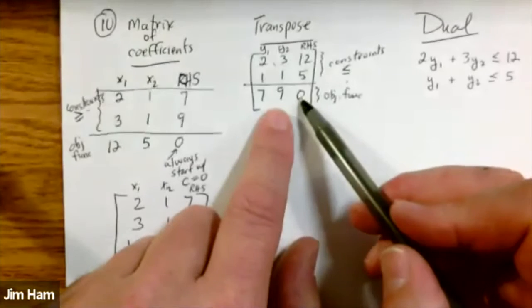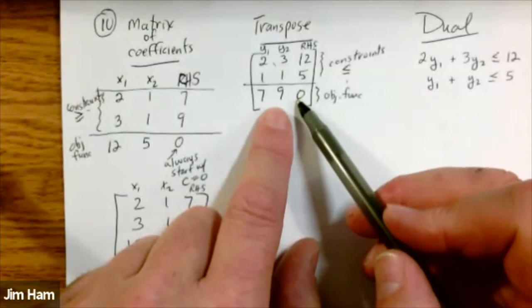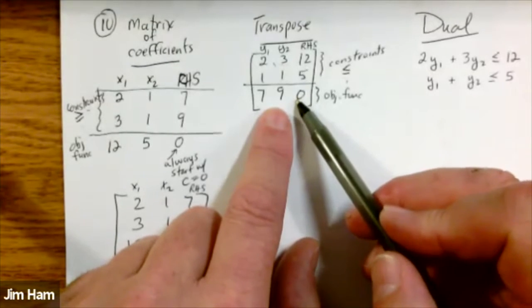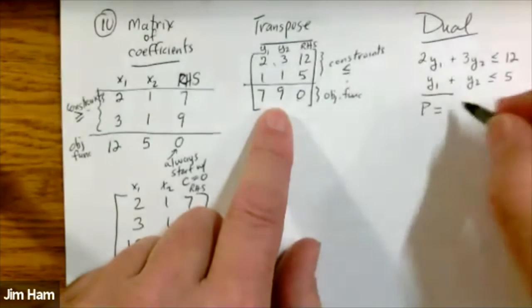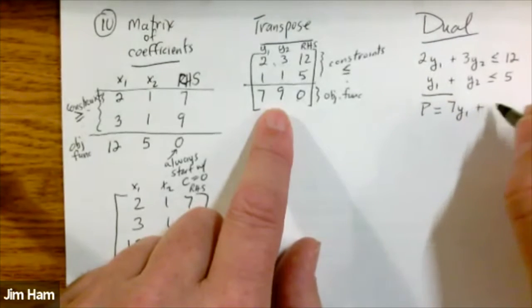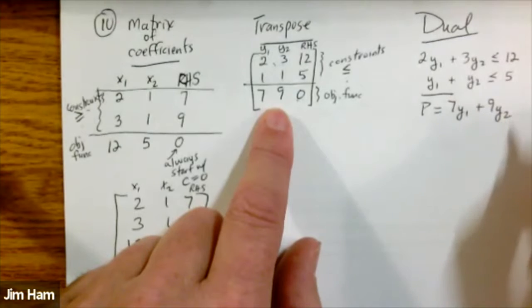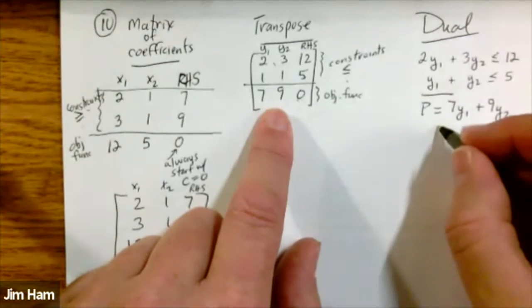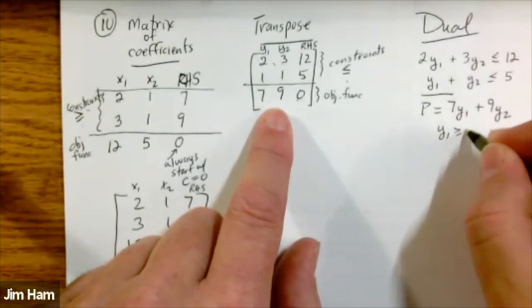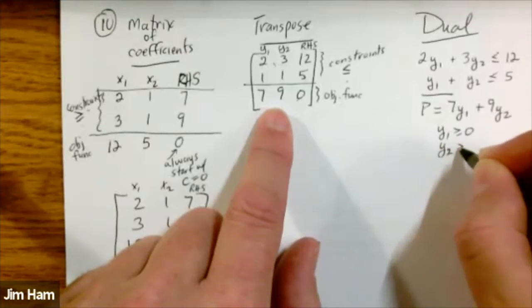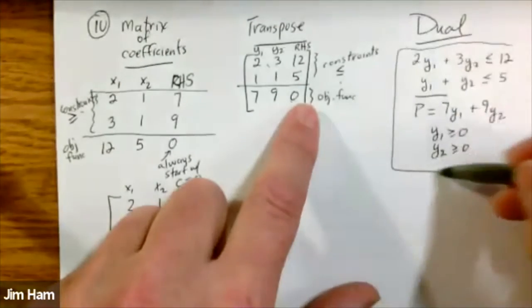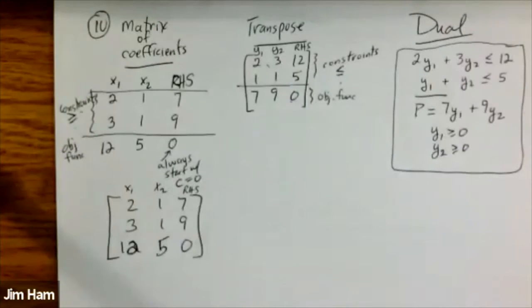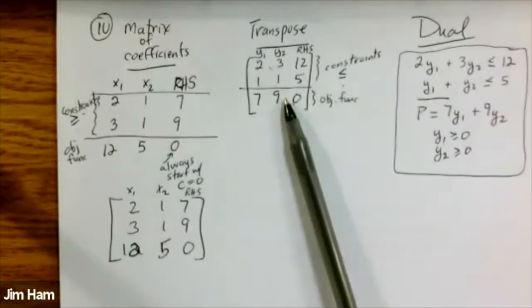And finally, the last one is the matrix of coefficients that corresponds to the maximum. And usually what we use for the objective function is p. So we're going to write 7y1 plus 9y2. We're going to add the non-negative constraints for these y's, just as we would for the x's. So all of this together is known as the dual. And it comes from this transposed matrix.